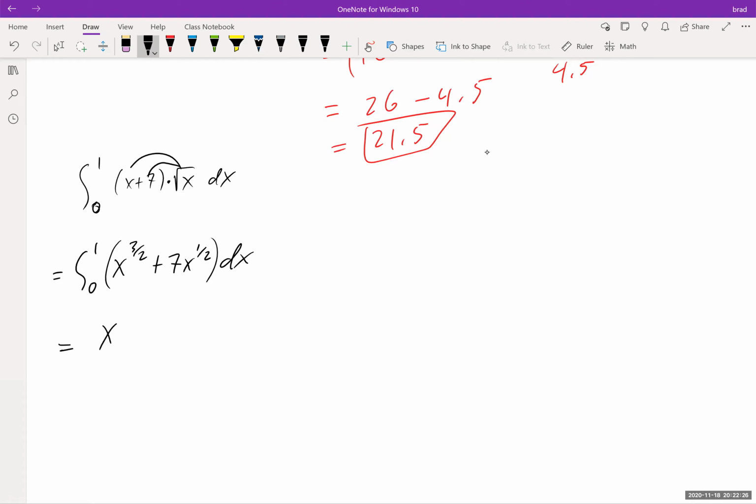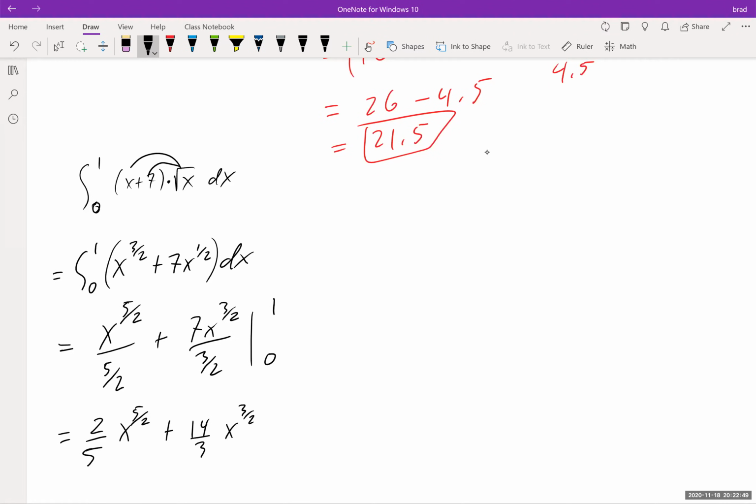So this would become what? Add 1 to the power, we get x to the 5 halves divided by 5 halves, plus 7x to the 3 halves divided by 3 halves, from 0 to 1. So let's do a little cleanup. This would be 2/5 x to the 5 halves plus 2/3, oops, not 2/3, 14/3 x to the 3 halves from 0 to 1. Thank goodness that it's from 0 to 1, right? Otherwise it'd be really annoying.